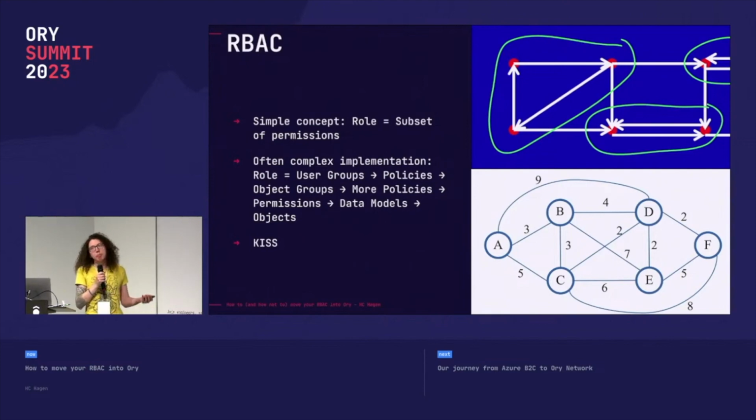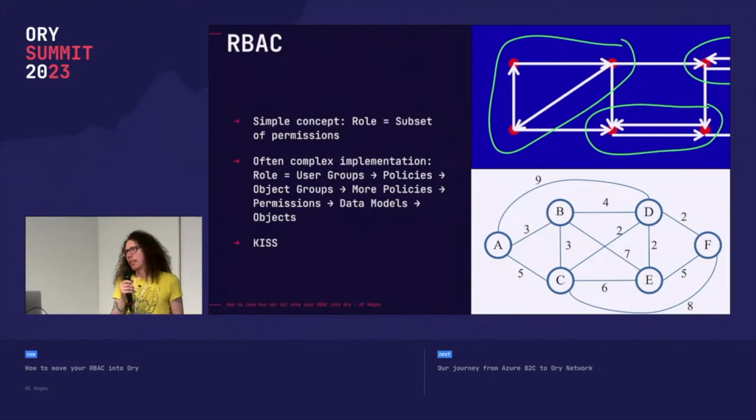Now, the implementation of RBAC is often quite complex. So you'll end up with a role being some user groups with some users in them, and they attain to some policies that will lead you to some object groups. Well, and they follow some more policies that give you permissions to some data models that will allow you to access some objects, right? I realize this is policy role-based access control. But it's very complex often, and simplicity is key. So I added KISS, which I learned in grade school. You know, keep it simple, stupid. This is definitely a good candidate for that.